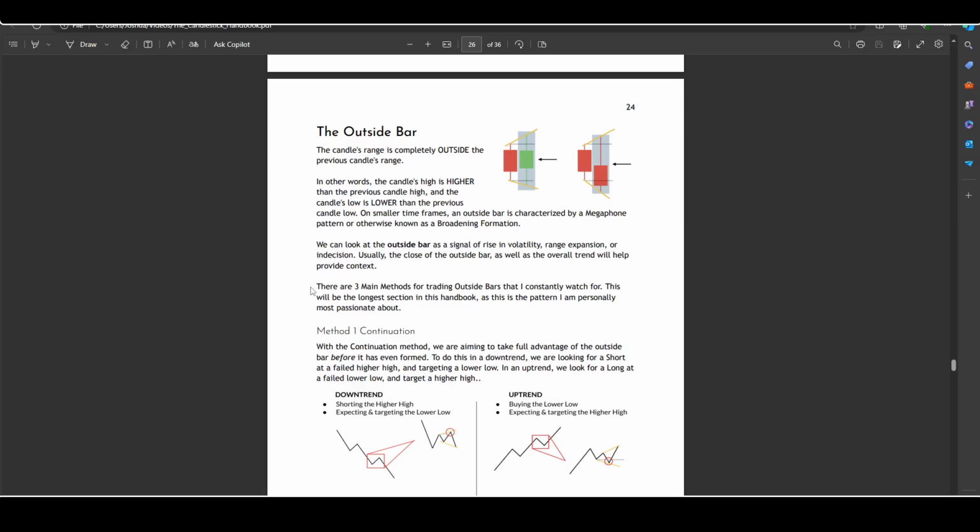On smaller time frames, an outside bar is characterized by a megaphone pattern, otherwise known as a broadening formation. You'll always hear these names thrown around the internet, and that's just what this is basically. We can look at the outside bar as a signal of rise in volatility, range expansion, or indecision. Usually the close of the outside bar as well as the overall trend will help provide context.